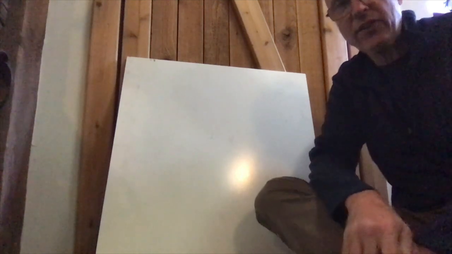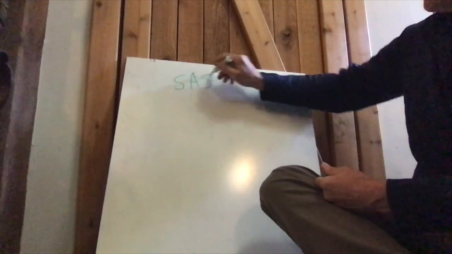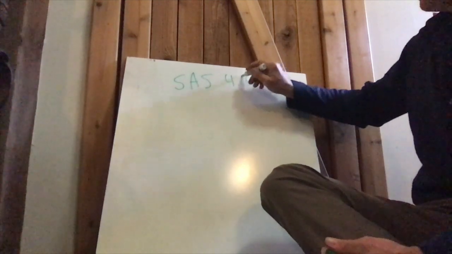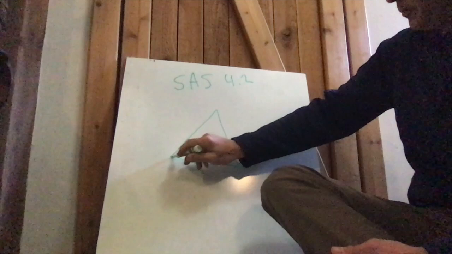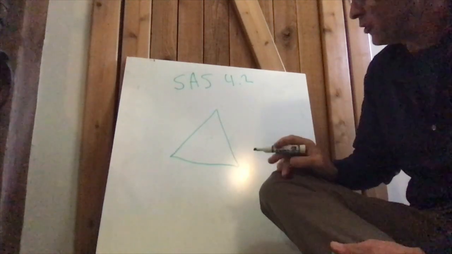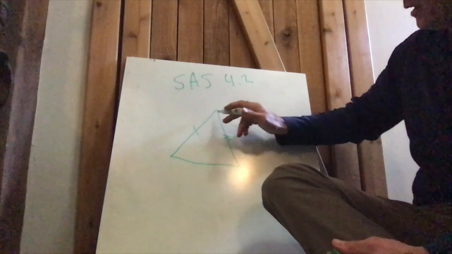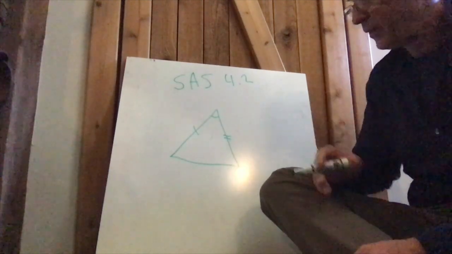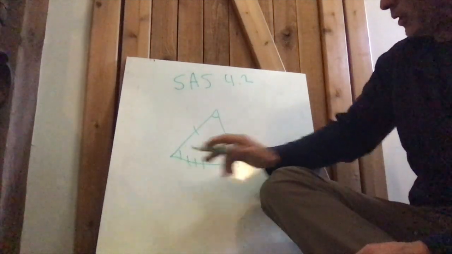Okay, the second way that they ask or show you how to prove that a triangle is congruent is called the side-angle-side postulate. This is postulate 4.2. In any triangle, you have what are called included angles. If these are your 2 sides that you're talking about, then this would be the included angle. It's the one included between them. If these were your 2 sides, this one and this one, then this would be your included angle.